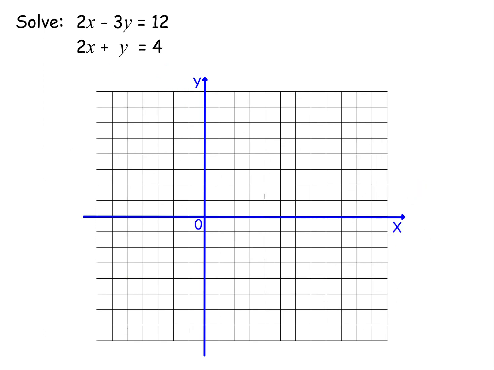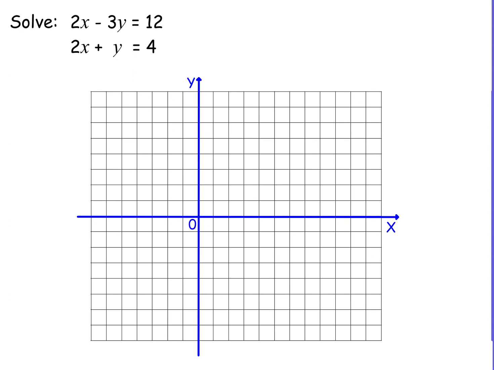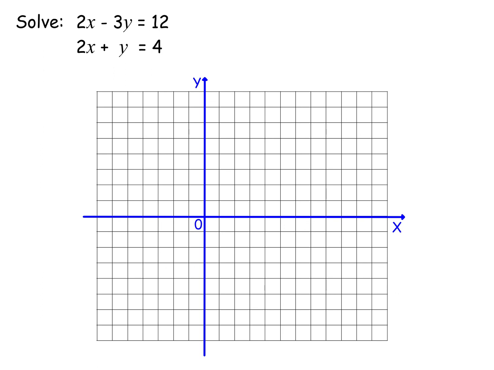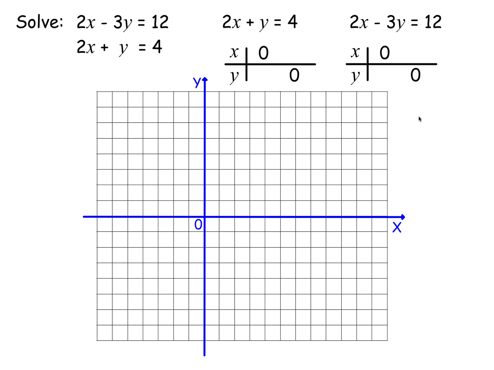So here's a second example. And I'm going to use the same procedure. I'm going to simply draw up a little table with x being 0 and y being 0. So there's the line 2x plus y equals 4, and there's the other line 2x minus 3y equals 12.